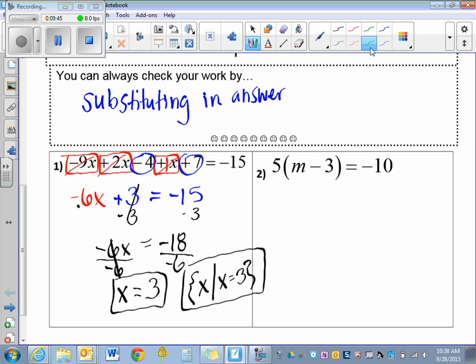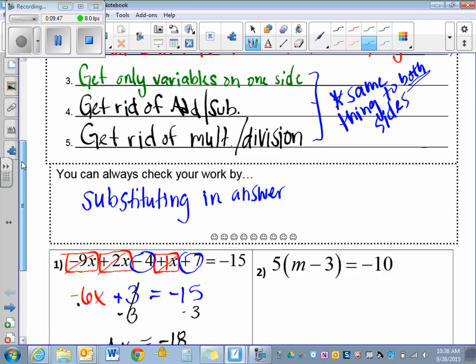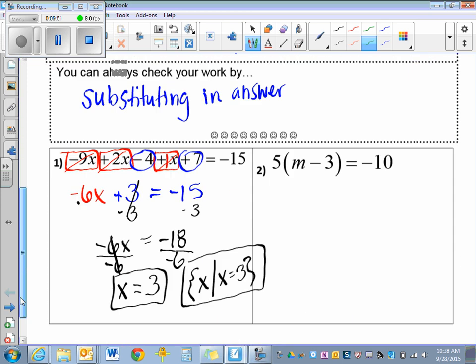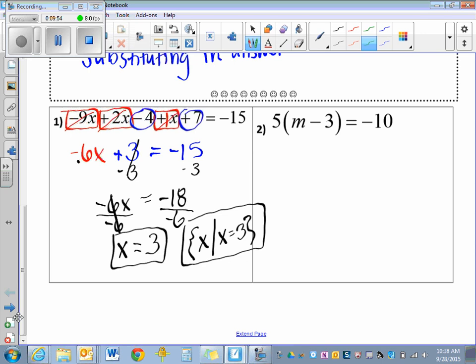So according to our instructions here, the first thing says to get rid of the parentheses, which often means to distribute. And if we go ahead and distribute this, remember it's 5 times n minus 3. So we do 5 times n, which is 5n, and 5 times negative 3, which is negative 15, equals negative 10. And then again, this is just like a problem we had last class.